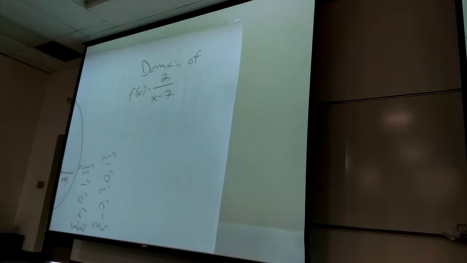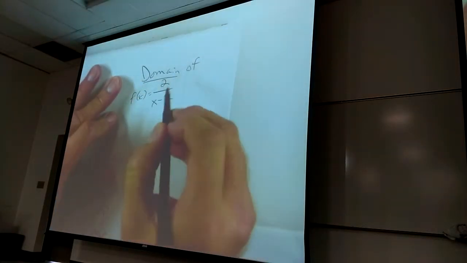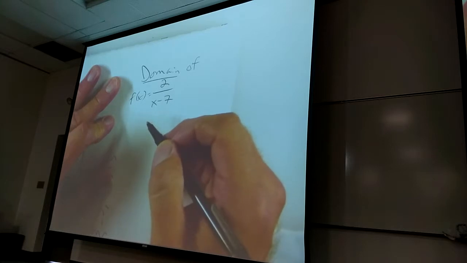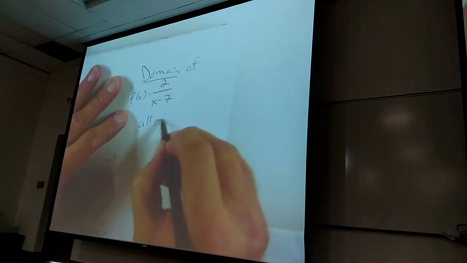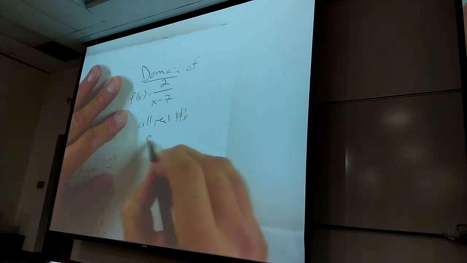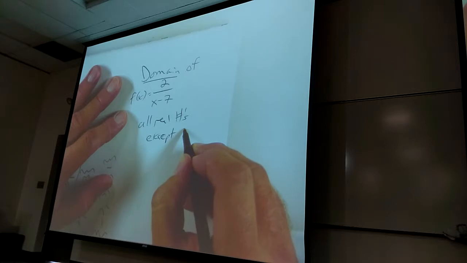Is there a point for an input of 7? No. So then it's not in the domain. It doesn't go anywhere. It's undefined, so it's not in the domain. So what would the domain be then? Well, in English, the domain, remember, is everything I'm allowed to use. How many things am I not allowed to use? One thing. So the domain would be all real numbers except 7.